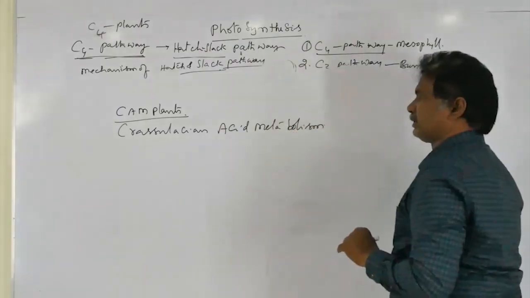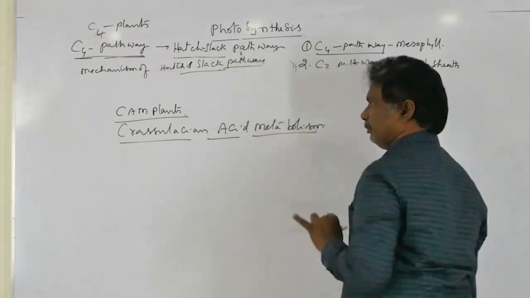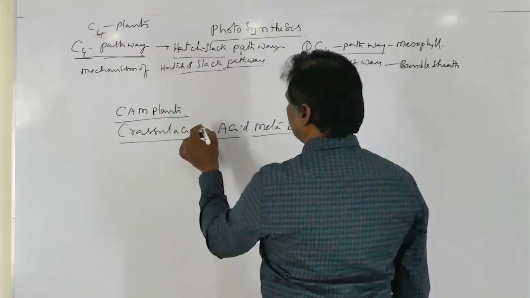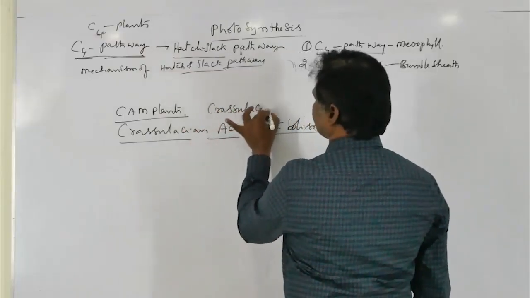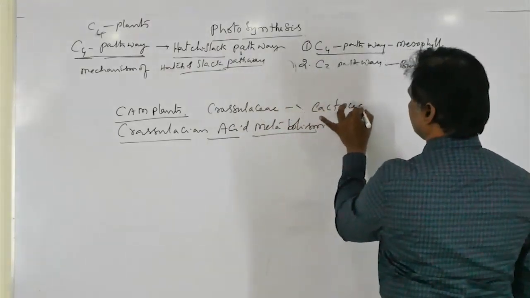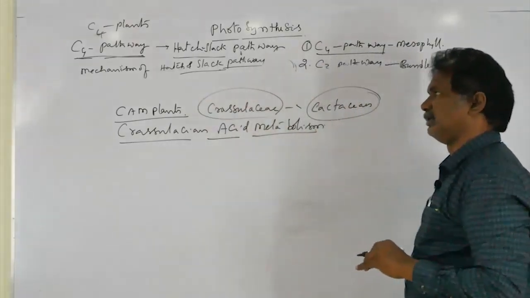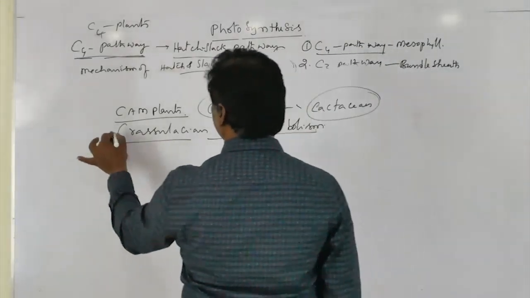This type of Crassulacean acid metabolism was first discovered within one family, that family is called Crassulaceae. Crassulaceae are also in the family Cactaceae. That's why these are called CAM plants. What are the special features in CAM plants?